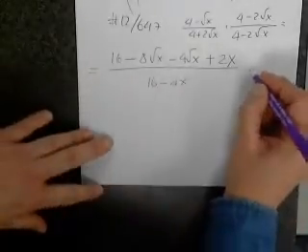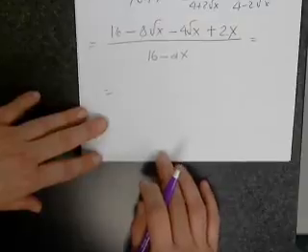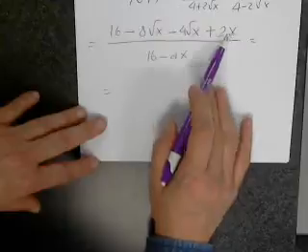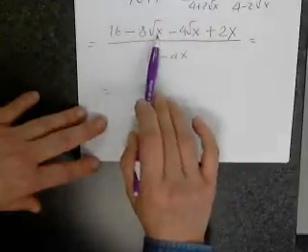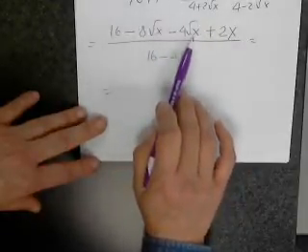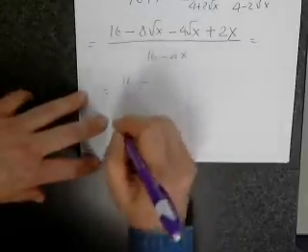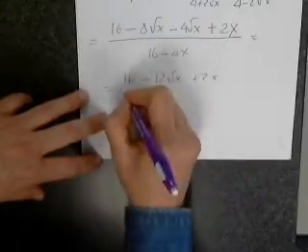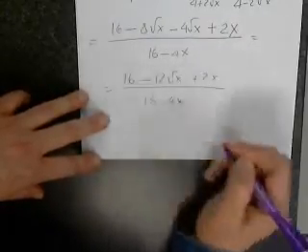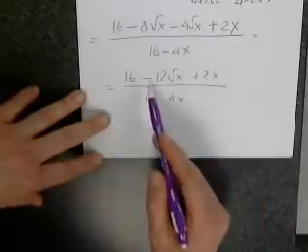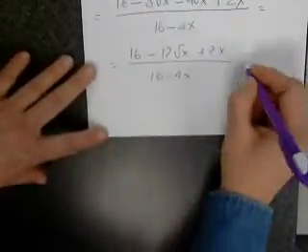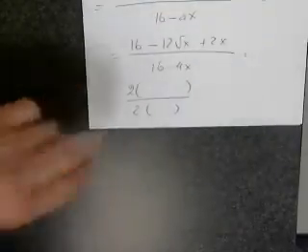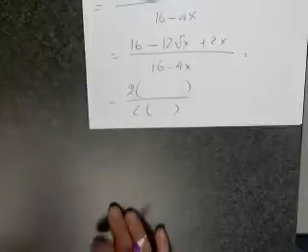Good. So let's see if we can combine like terms at the top. 16 and 2x, no. But negative 8 the square root of x minus 4 the square root of x, yes. So 16 minus 12, very good, the square root of x plus 2x over 16 minus 4x. What I would do is factor out the 2 from the top and factor out the 2 from the bottom, and simplify it, because I'm allowed to simplify factors.